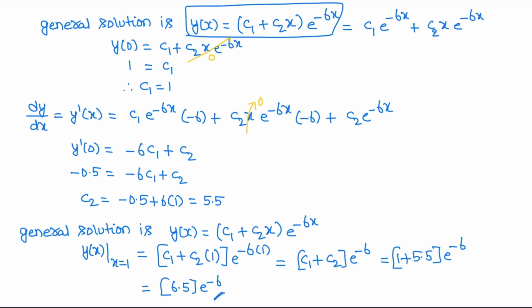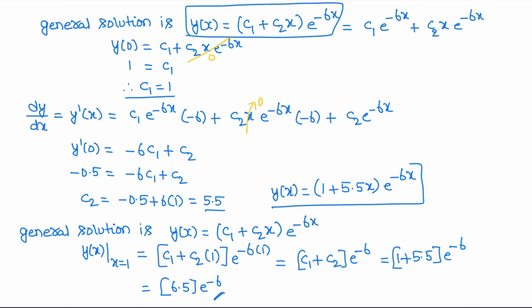We need to calculate the values of c1 and c2 using the initial conditions. c1 is 1 and c2 is 5.5. Now the general solution y of x is c1 plus c2x, with c2 as 5.5, times e power minus 6x. This is the general solution. For this general solution, we need to calculate the value at x is equal to 1. So substitute x is equal to 1.